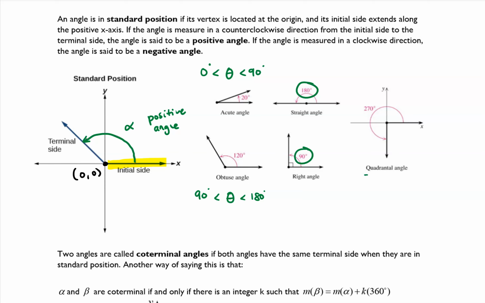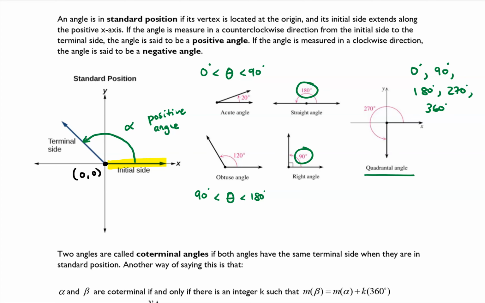And then a quadrantal angle is one where the terminal side is on one of either the x or the y axis. So there are multiple examples. 0 degrees is a quadrantal angle. 90 degrees is a quadrantal angle, 180 degrees, 270 degrees, and 360 degrees. So these are all examples of quadrantal angles because they have their terminal side on either the x or y axis.